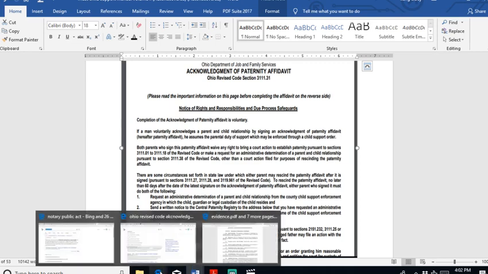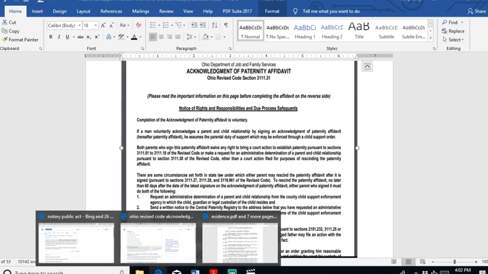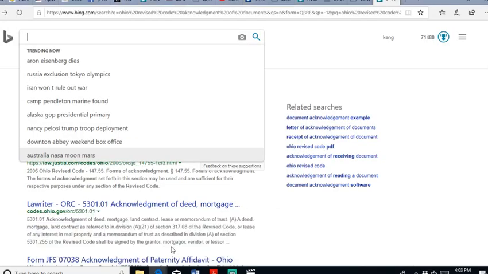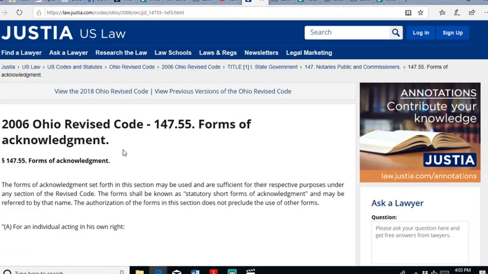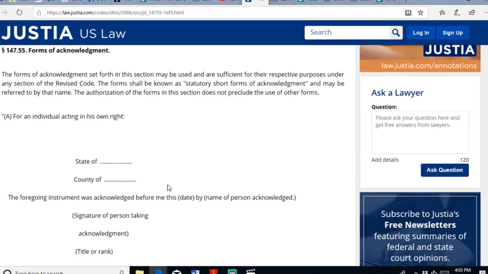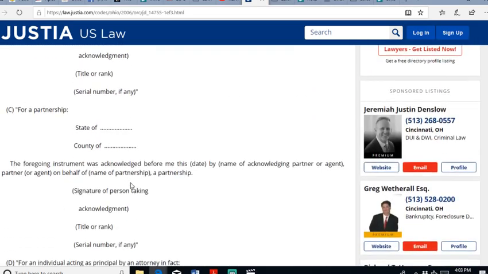And I'm gonna show you something real quick. There's several statutes in here, and I'm just gonna show you according to the rules of evidence and to the state law. Let me see, that's not it. Is this it? Yeah, this is it. It says the form of acknowledgement set forth in this section is sufficient for their purpose under this section. The statutory short form of acknowledgement may be referred to by name. The authorization of the form in this section does not preclude the use of other forms. So you want to do what they call a certificate of acknowledgement by notary attestation. And this is some of the stuff that you can put in here.